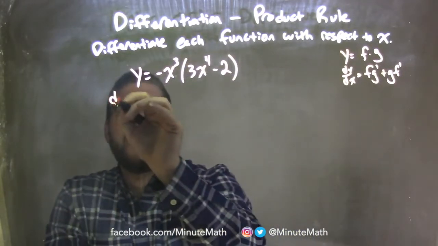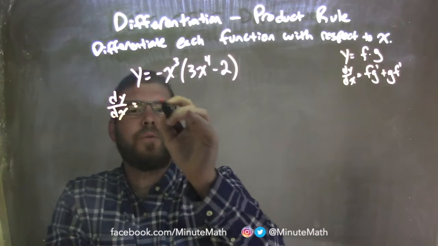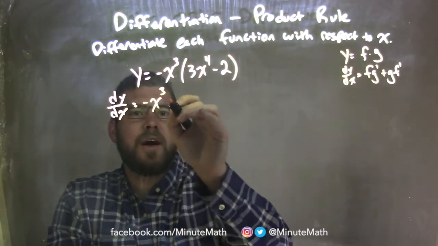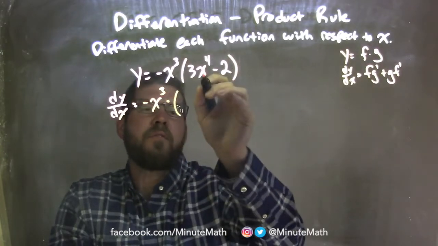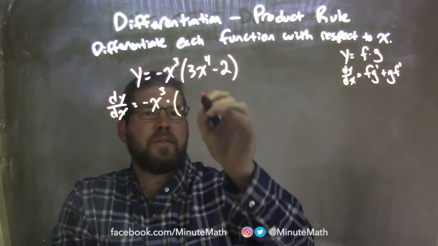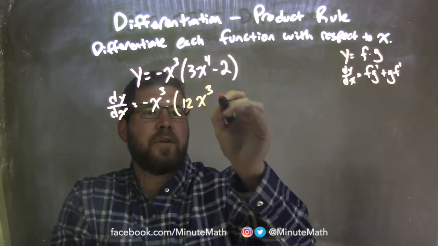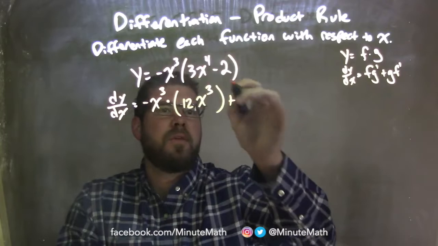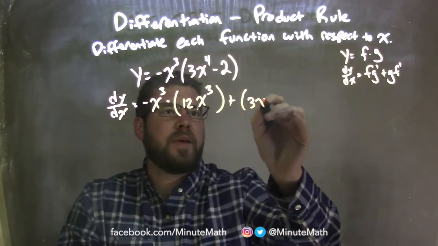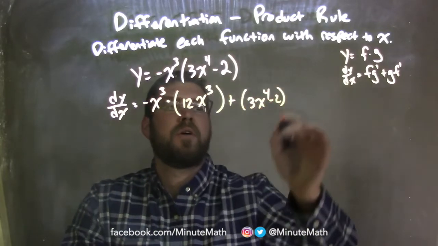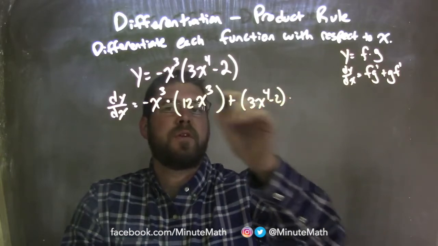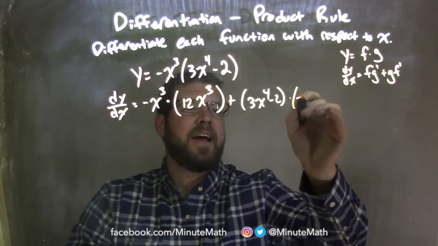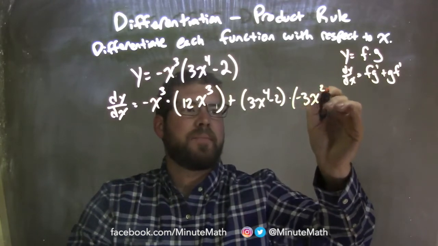So dy dx is equal to the first function, first part right here, negative x to the third, times the derivative of the second. So the derivative of what's in the parentheses here is 12x to the third, right? I would apply the power rule there, plus the second one, 3x to the fourth minus 2, times the derivative of the first part, right? And that's a negative 3x squared.